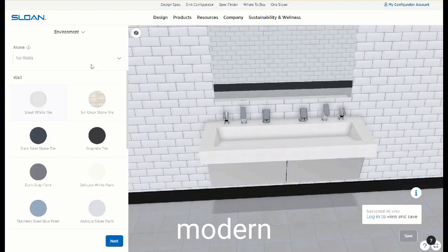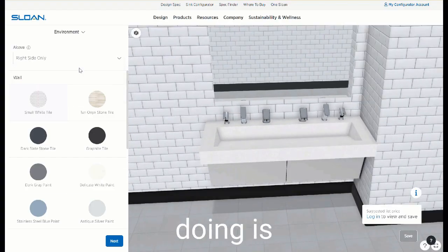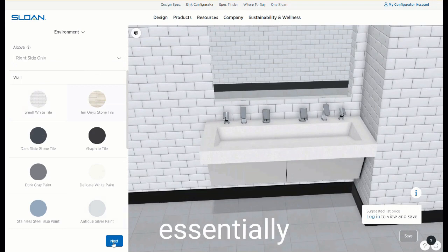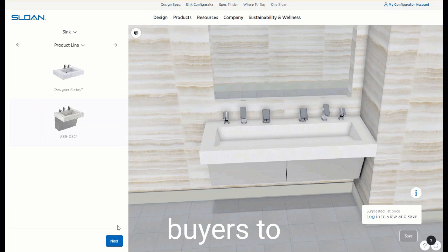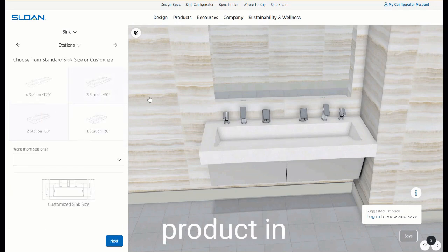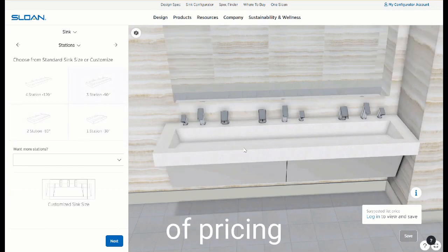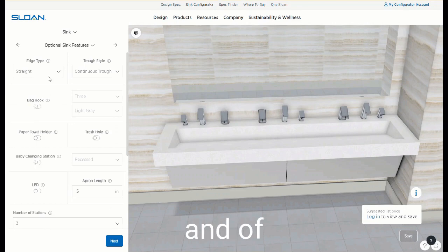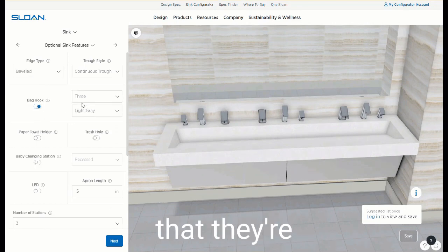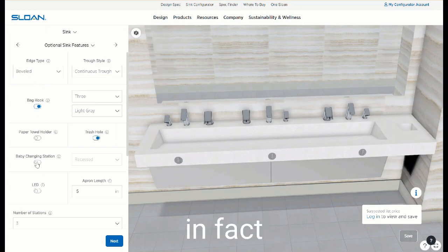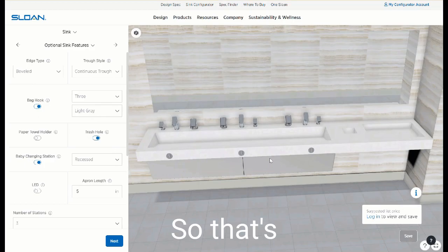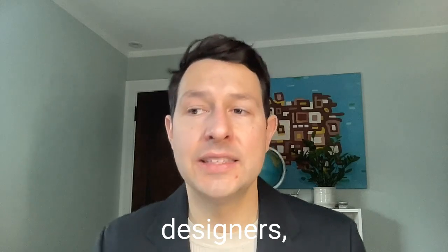What modern businesses in the building material space are doing is they are essentially enabling contractors, architects, buyers to configure their product in real time, get an idea of pricing, specs, and of course, the visualization and seeing that product in space and knowing that they're getting the right thing, that they can submit that to their client or that they can in fact buy it on their own. So that's one example. Another is designers.